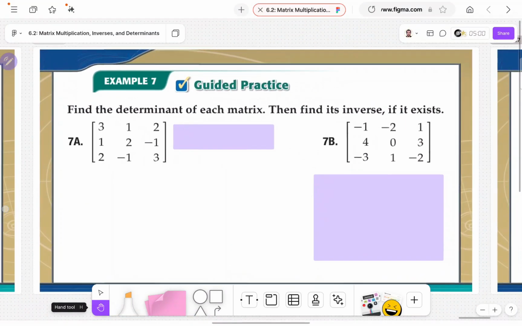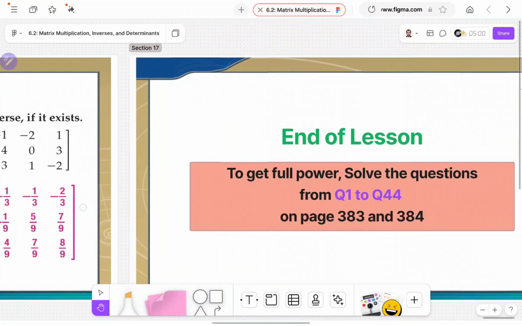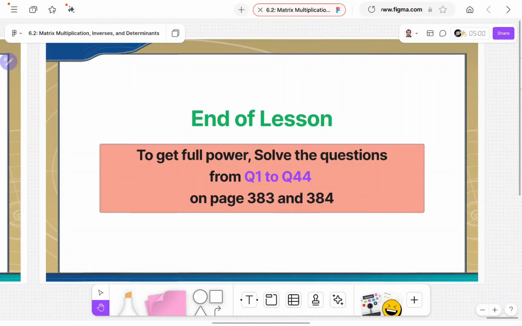I hope you understand this. Now try to solve this to find the determinant for a 3 by 3 matrix. Here the answer is 0, which means the inverse does not exist, here it's 9, and this is the inverse of the matrix. I hope you understand. This is the end of the lesson. Try to solve these equations. Have a good day. Bye-bye.